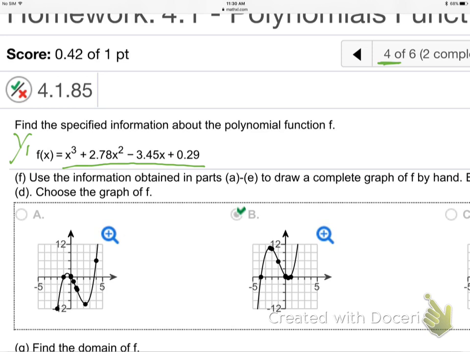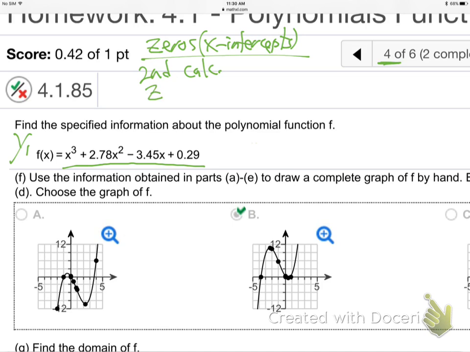Yeah, so type that in for y1. Let's find the zeros real quick. So to find the zeros, which are the x-intercepts, those are two words for the same thing, synonymous. So to find the zeros, on the TI anyway, hit second, calc, and zeros.